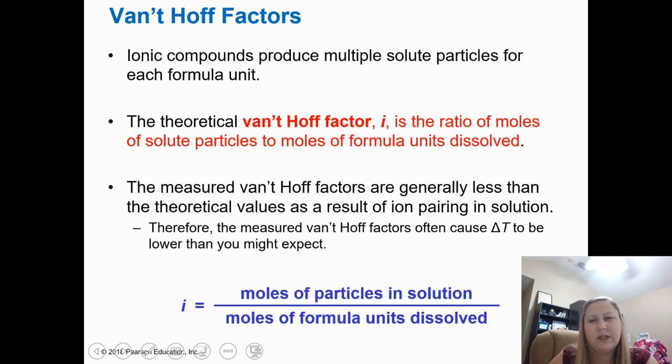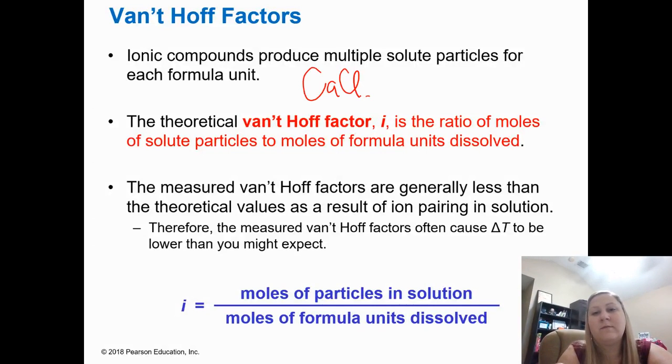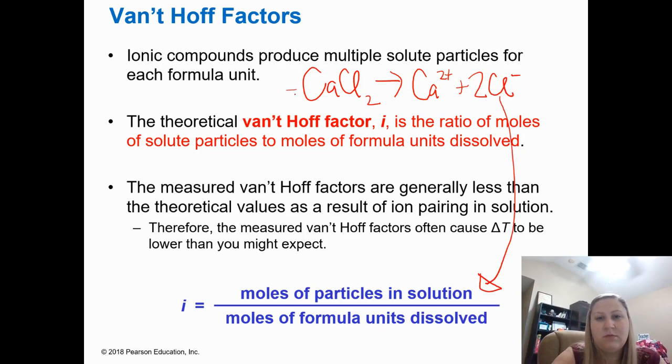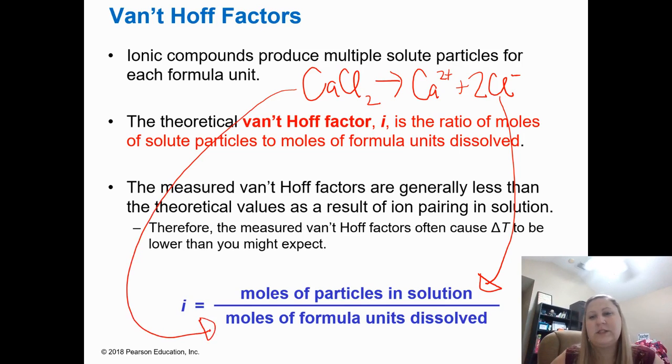Okay, the Van't Hoff factor. This is for when a compound breaks into more than one piece, like calcium chloride. There are 3 ions there, so it's breaking into more pieces. The Van't Hoff factor is the ratio of moles of particles in solution to moles of formula unit. So this breaks into calcium and chlorine, but 2 chlorines. So particles in solution would be 3, moles of formula unit would be 1. In this scenario, 3 would be our Van't Hoff factor.